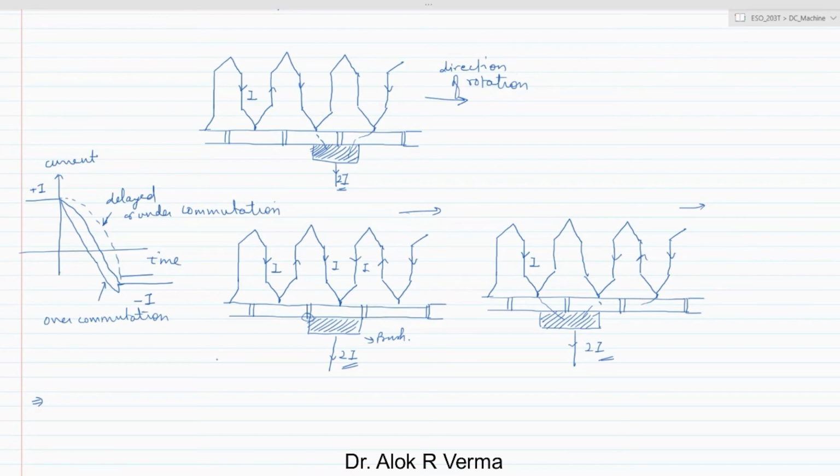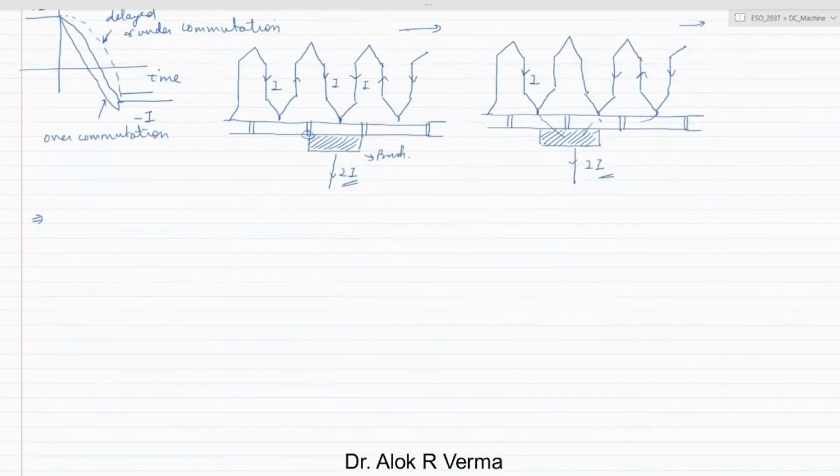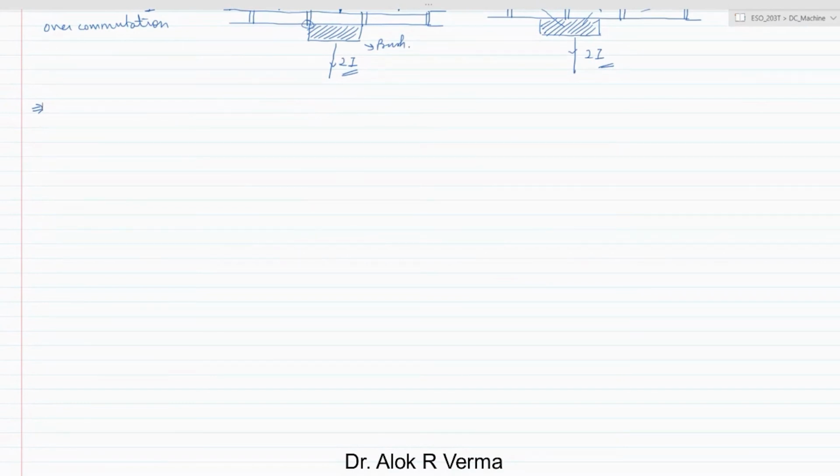Now, how can we provide a method to avoid this commutation problem? The commutation problem can be handled by three methods. Methods to improve commutation.